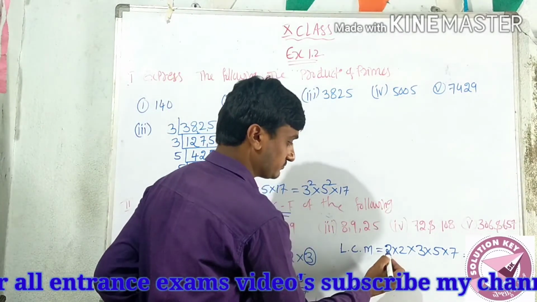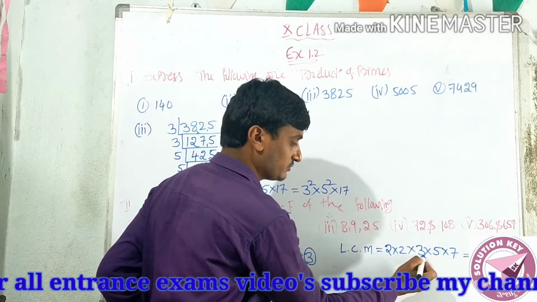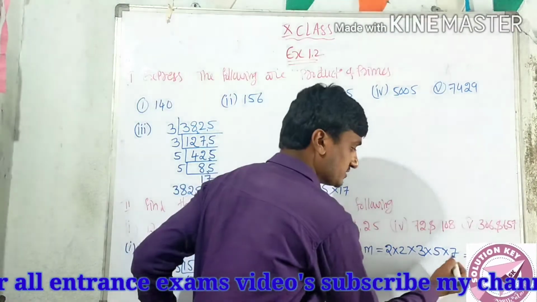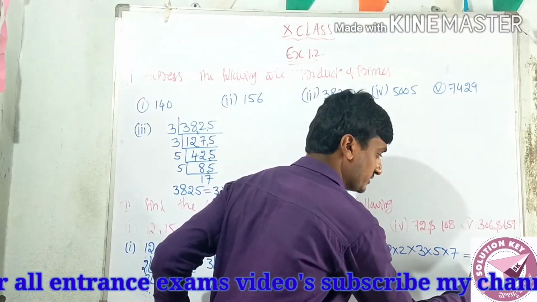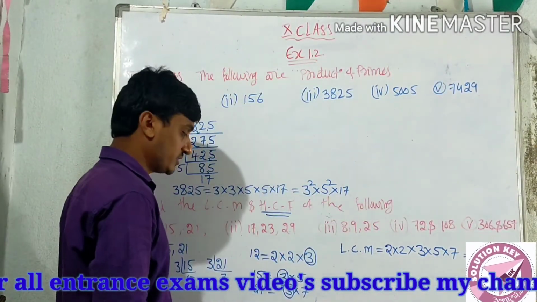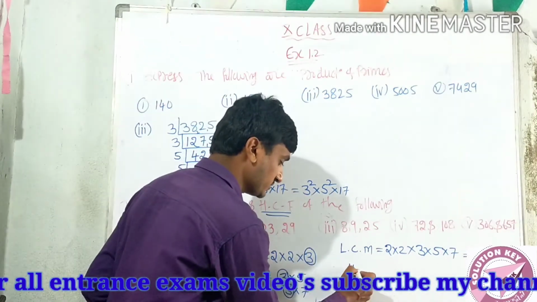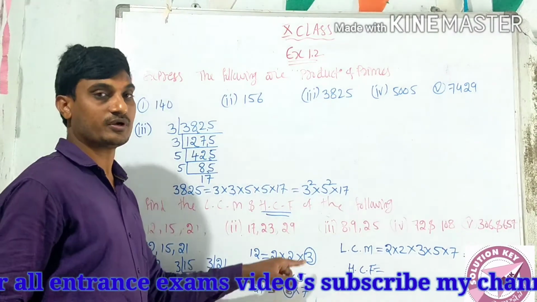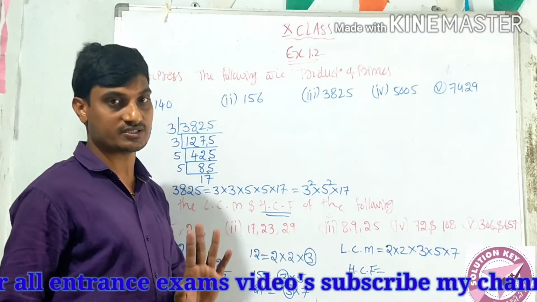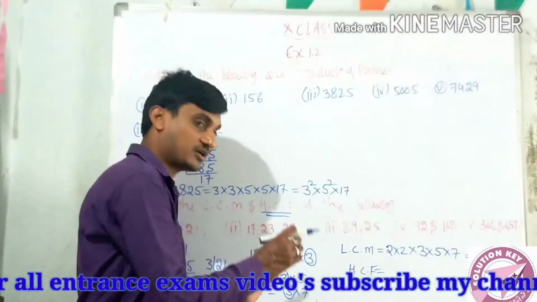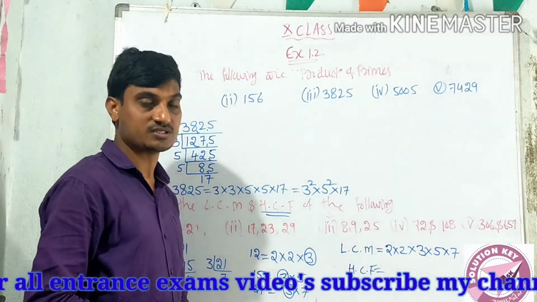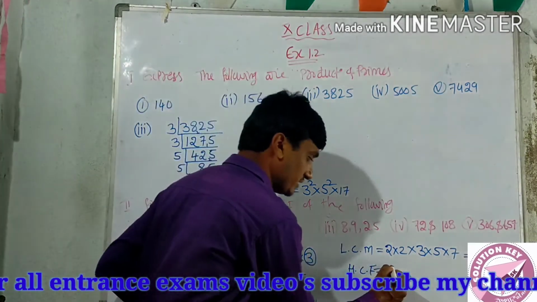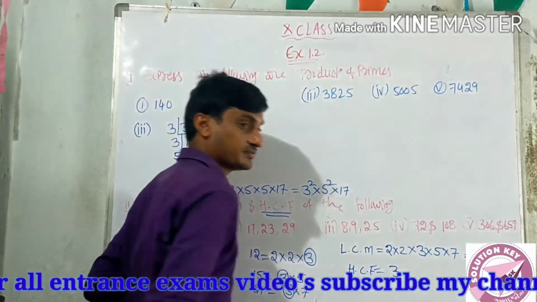Next, what is the LCM? See here. 2 2s are 4, 4 3s are 12, 12 5s are 60, 60 7s are 420. Next, what is the HCF? The number you took as common to all 3 numbers, that is the HCF. Which number is common? 3. Then 3 is the HCF.